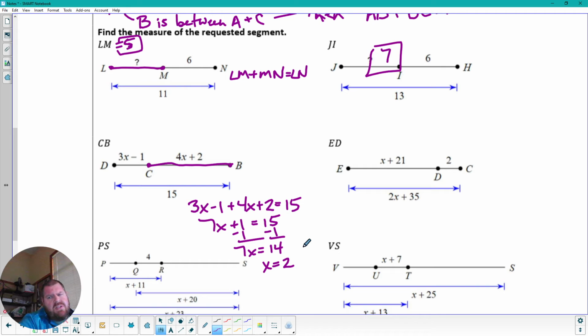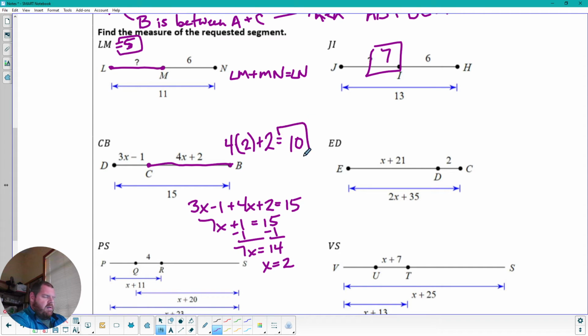But don't stop there, because that's not our goal. Our goal wasn't to find out what x is. We needed to know what x is in order to do the rest of this. And I guess I've been out of frame the whole time. You're welcome. So 4x plus 2 with x equals 2 means I'm going to take 4 times 2 plus 2. 4 times 2 is 8. 8 plus 2 is 10. So we get 10 for our value of CB. That's how long CB is.